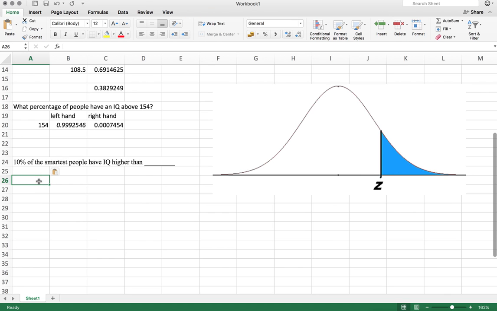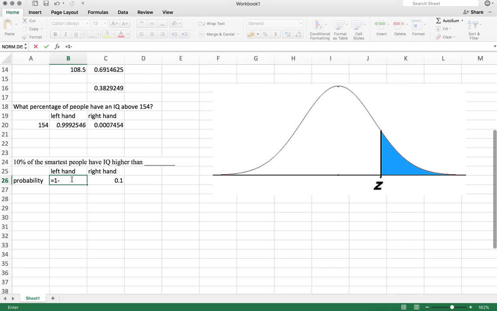So we have the probability. Again, as before, we have the right-hand probability, which is 10%, so the right-hand probability is 0.1. Now the left-hand probability is 1 minus the right-hand probability, which is 0.9. And now we will look for the IQ that corresponds to that probability.